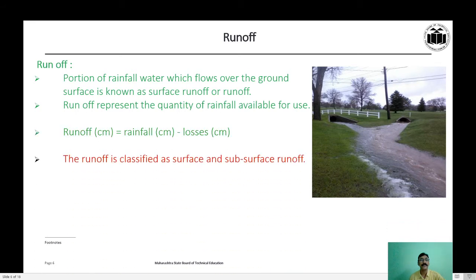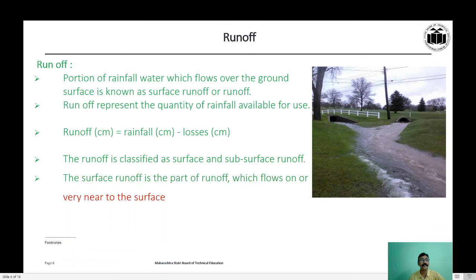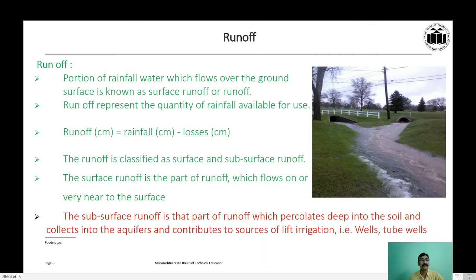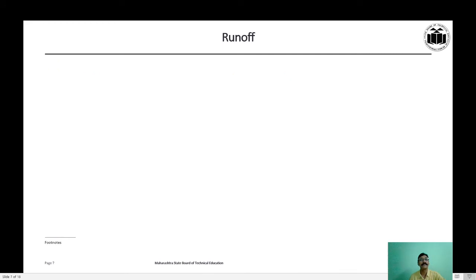The runoff is classified as surface runoff and subsurface runoff. The surface runoff is the part of runoff which flows on or near the surface, whereas the subsurface runoff is that part of runoff which percolates deep into the soil and collects into aquifers and contributes to sources of lift irrigation, that is wells, tube wells, etc.